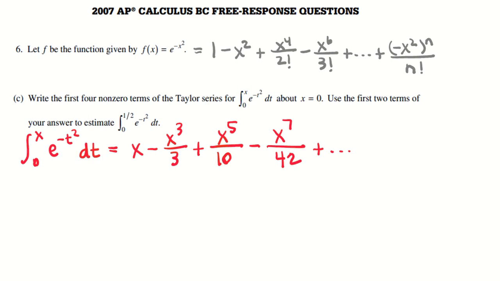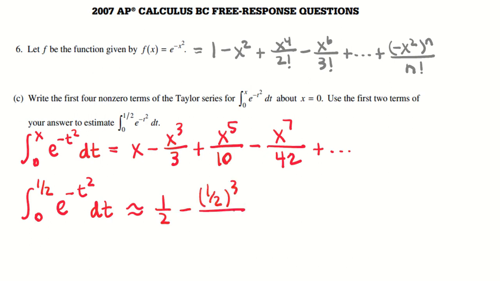Okay, use the first 2 terms of my answer to estimate the value of the integral from 0 to a half of e to the negative t squared dt. All right, well, so 0 to 1/2 e to the negative t squared dt is going to be approximately equal to 1/2 minus 1/2 cubed divided by 3. And we don't need to simplify that. There's not going to be any benefit to simplifying that. We're just going to stop there.